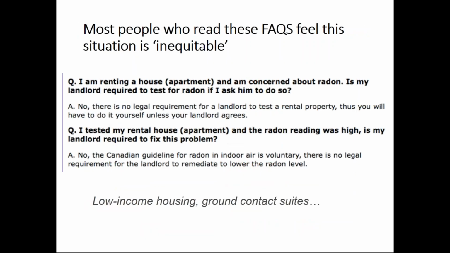So on the next slide, I've pulled the information that Health Canada has on their website, and I've been taking this around to groups and asking them how they feel about these two statements. I'm renting a house and I'm concerned about radon. Is my landlord required to test? No, there's no legal requirement. I tested my house, the reading was high. Is my landlord required to fix the problem?